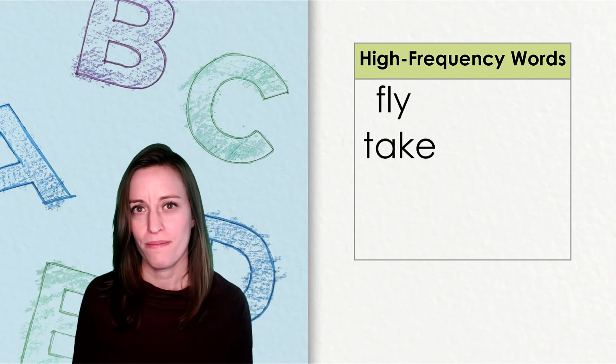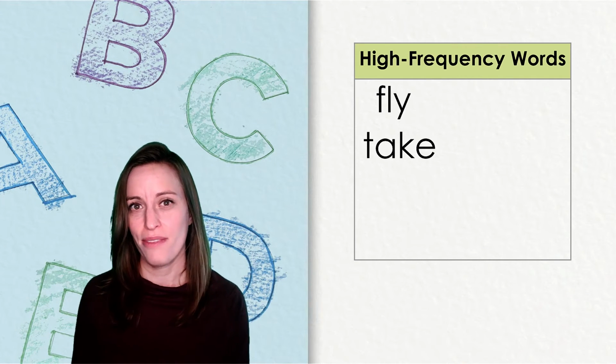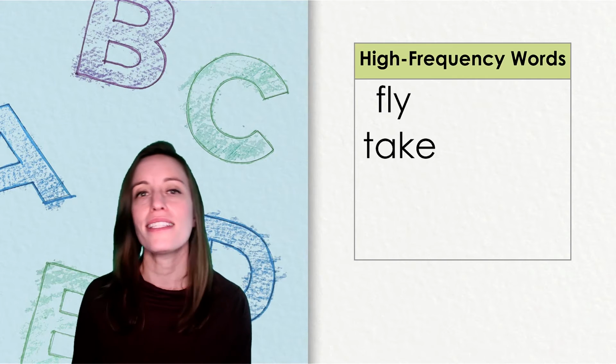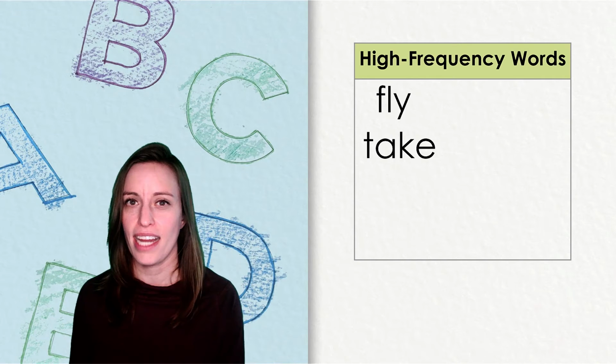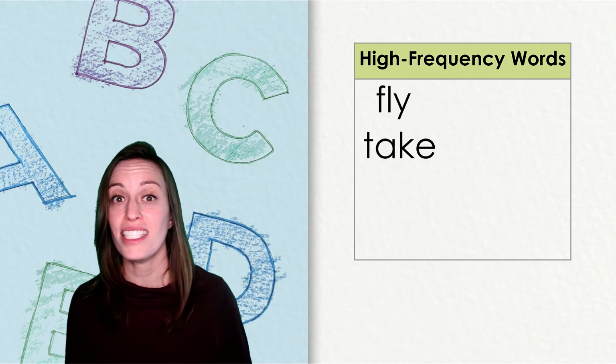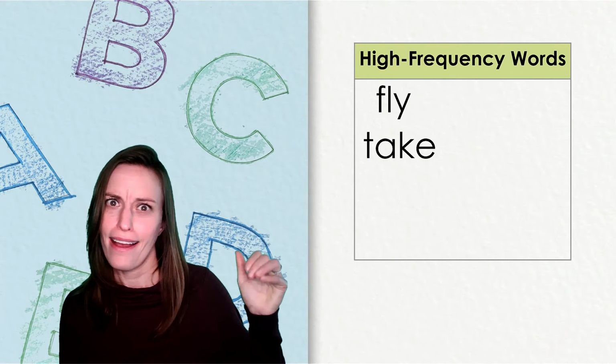Here's our next word. It also plays fair. You might have noticed that silent E at the end that is telling the A to say its name. So this word is take, take.